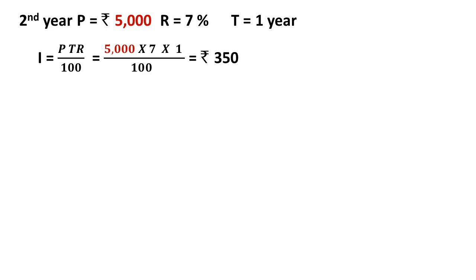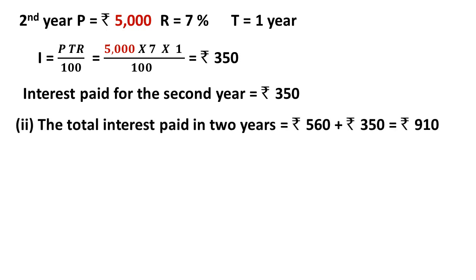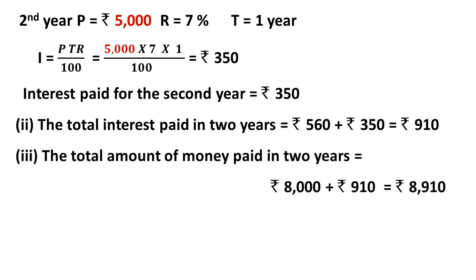So after calculating the interest for the second year, we need to find out the total amount of money paid in 2 years. The first year the interest paid is rupees 560. Second year interest paid is rupees 350. So total interest paid in 2 years is equal to rupees 910. The total amount of money paid in 2 years: 8,000 was the amount he has lent, and the interest paid is rupees 910. So in total, he has paid rupees 8,910 to clear his debt.